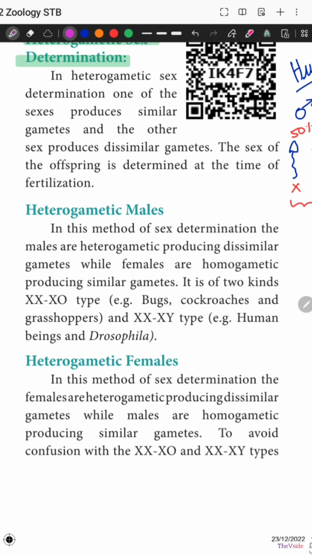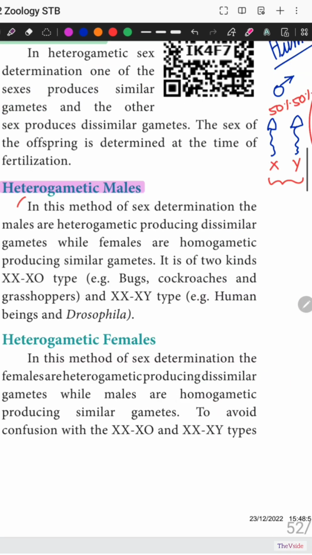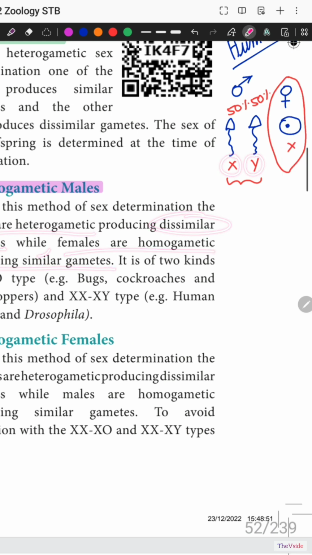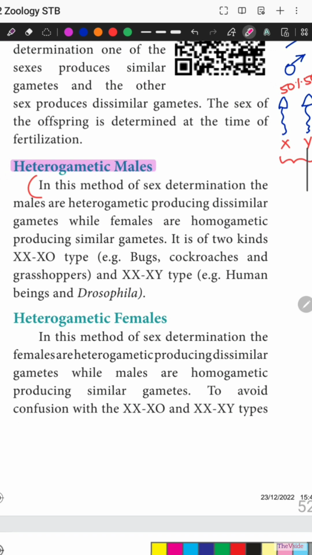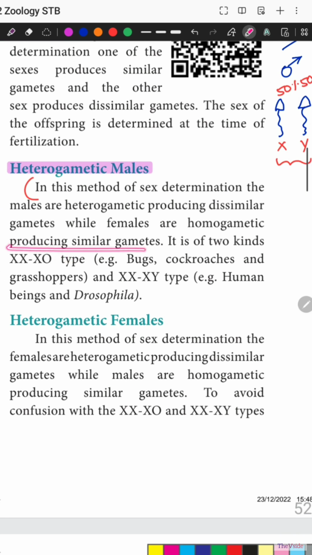First type will be heterogametic males. In this method of sex determination, the males are heterogametic. The males are heterogametic, producing dissimilar gametes, right? So one is having X and one is having Y, so they are dissimilar in nature. While the females are homogametic, producing similar type of gametes. So here the female producing egg will always have an X chromosome. So the females are producing similar gametes.